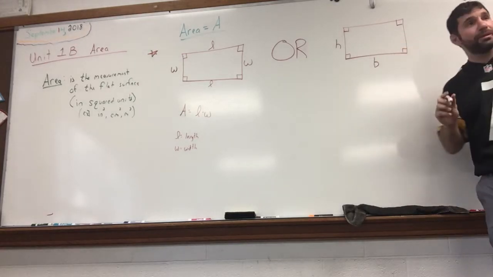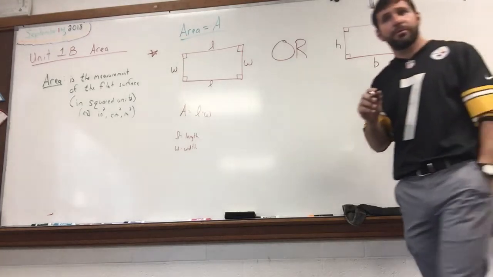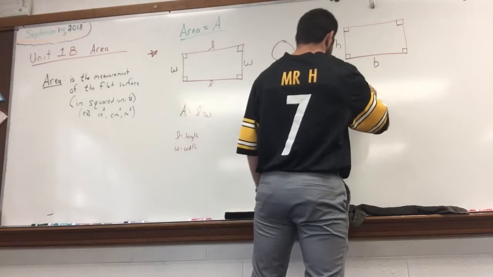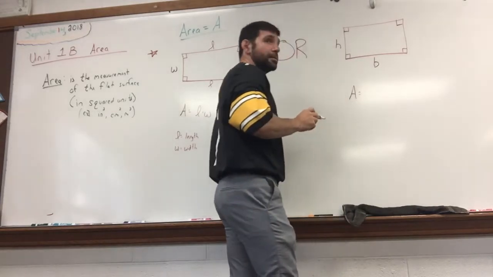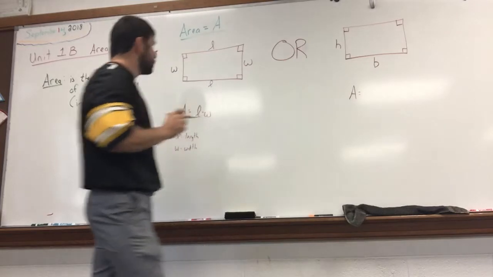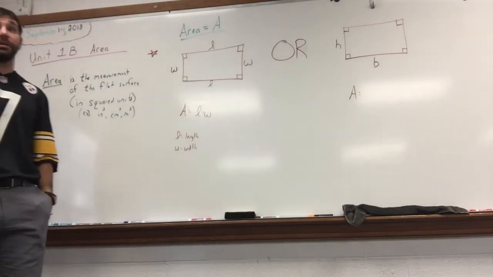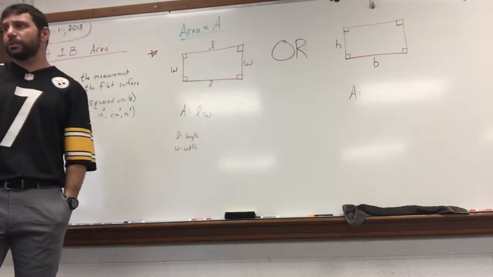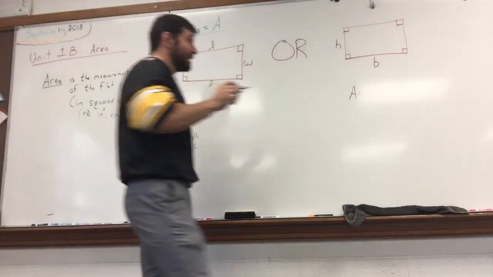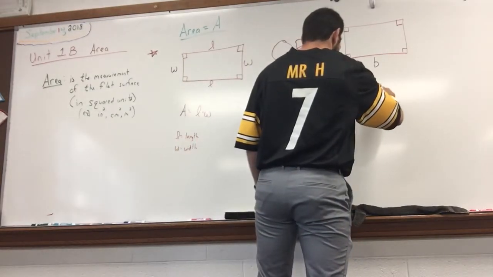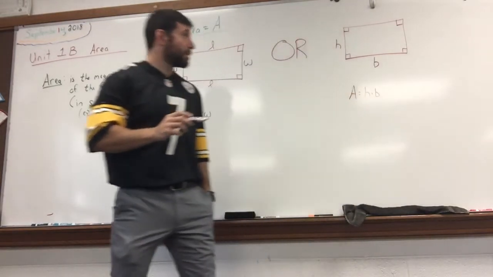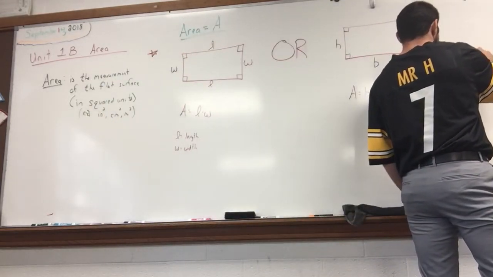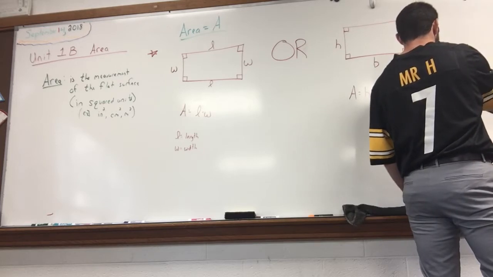So HB. How would I write the formula for this one? Nemo? H times 2 times 2 times 2? Not quite. We're trying to find the area, not the perimeter. The perimeter would be H times 2 plus B times 2. How do we find just the inside? Leighton? H times B. Yeah, just height times base. And then we're going to put over here, what is H? H is the height. B is the base.